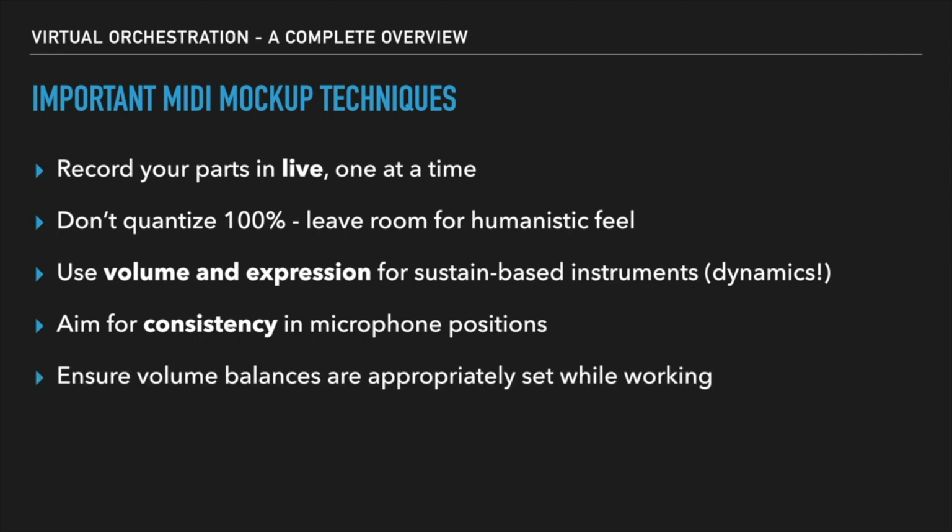And then also you want to ensure that the volume balances across your instruments are appropriately set while working. This is something that you're doing constantly. So when you're playing in a part, you make sure the volume is appropriate. You can hear the instrument and it's serving a necessary function, right? Always be checking your volume, always be tweaking the faders or the actual volume adjustments within your sampler of choice. And that will give you the most realistic representation of your orchestra.